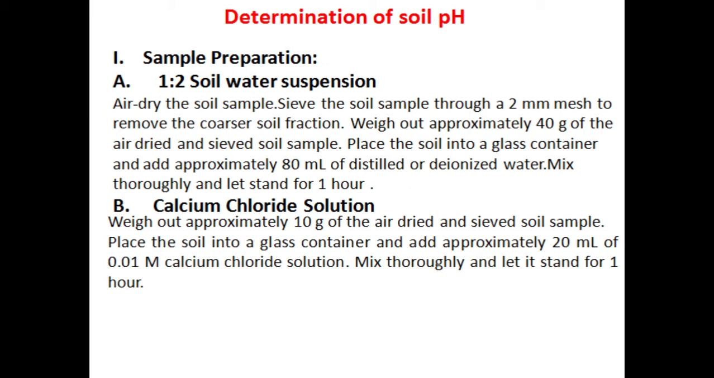We can follow either of these methods for the determination of pH. The first step is sample preparation. Once again I repeat, for sample preparation, either you can prepare a 1:2 soil-water suspension using simple water, or by taking 0.01 molar calcium chloride solution. Either of these methods has to be followed.